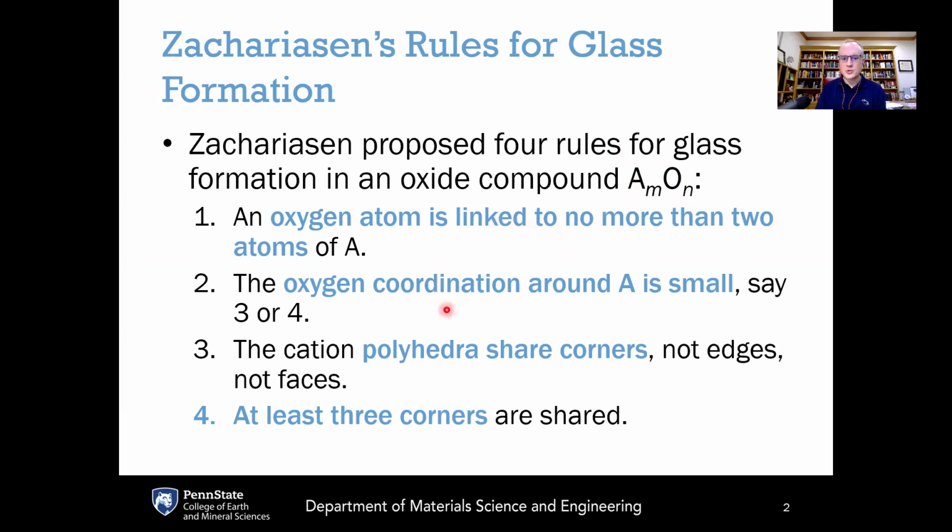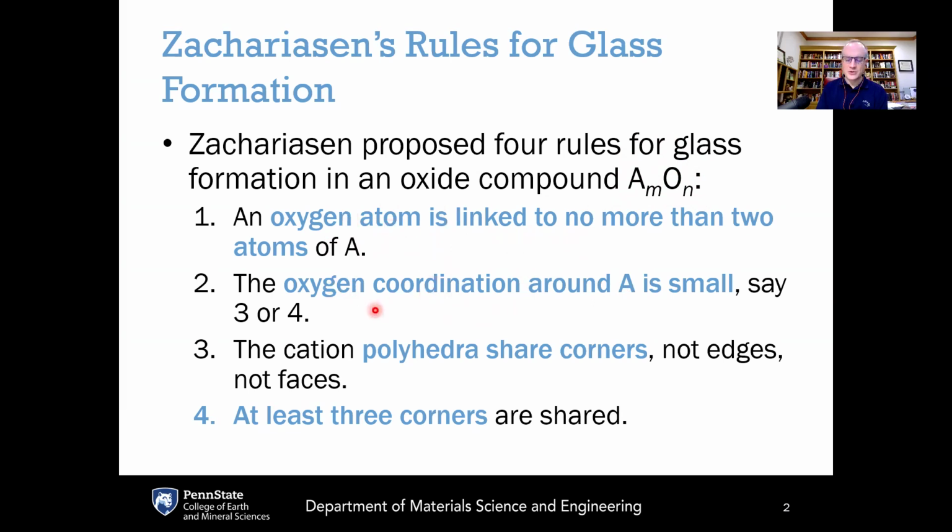The first 2 rules defined the short-range order. Rule 1 states that an oxygen atom is linked to no more than 2 atoms of the cation. So this is telling us how many cations are around each oxygen. And then the second rule tells us how many oxygens are around each cation. The second rule says the oxygen coordination around the cation A is small, say 3 or 4.